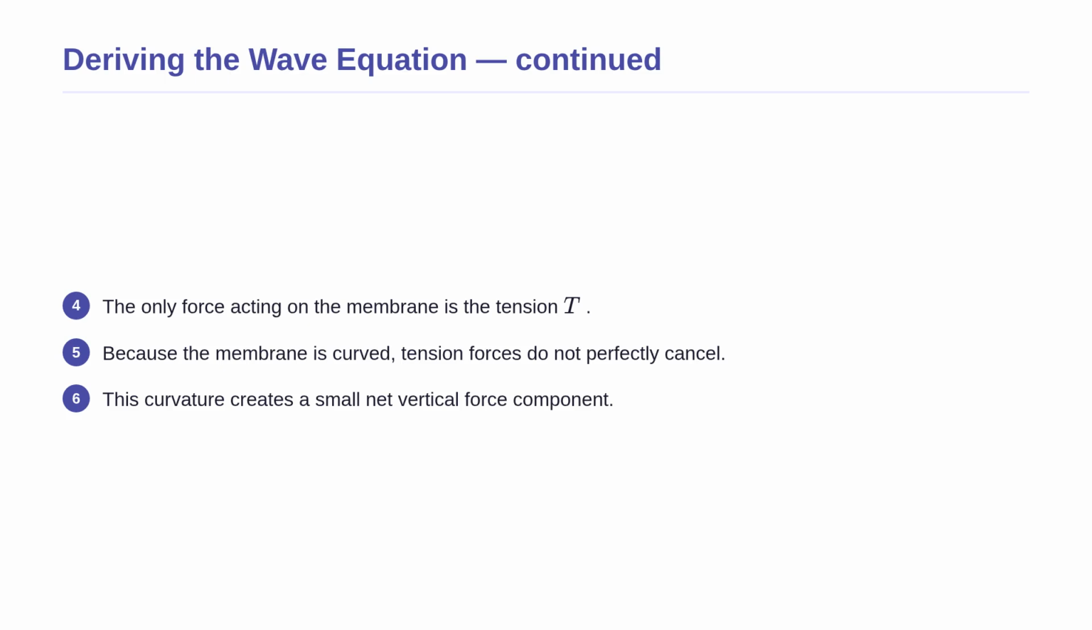Continuing our derivation, we must now find the net vertical force acting on this tiny patch. The only force acting on the membrane is the tension pulling on its edges. Because the membrane is slightly curved as it vibrates, the tension forces on opposite edges do not perfectly cancel each other out. Instead, they leave a very small net vertical component. The mathematical reasoning here is that the difference in the slope of the membrane from one side of the patch to the other creates this residual upward or downward force. Let us visualize this curvature and tension in the next slide to make it clear.